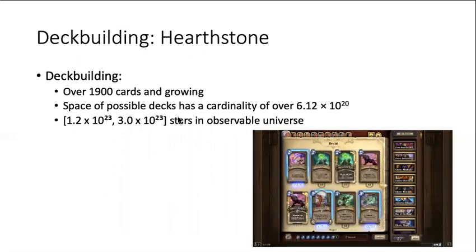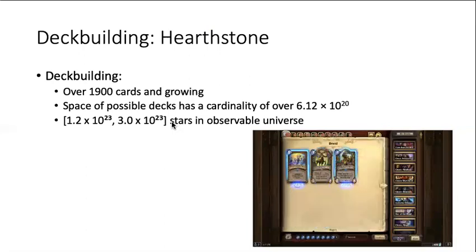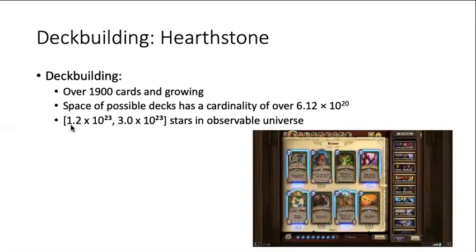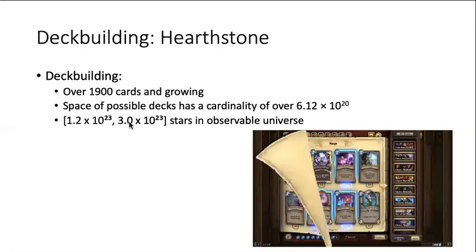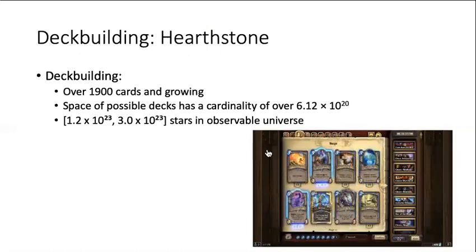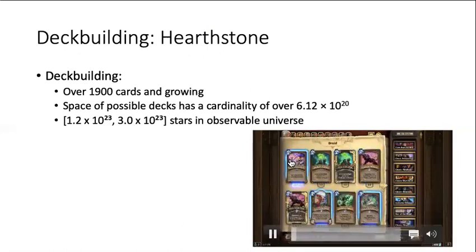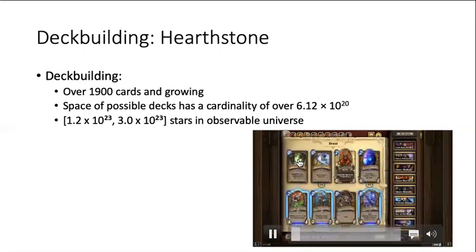For reference on how large that number is, the number of stars in our observable universe is between 1 times 10 to the 23 and 3 times 10 to the 23. And I'm showing you this video. I'm not a competitive Hearthstone player. I enjoy a lot of different aspects of the game.